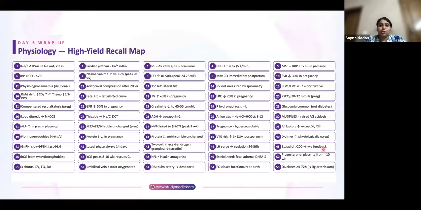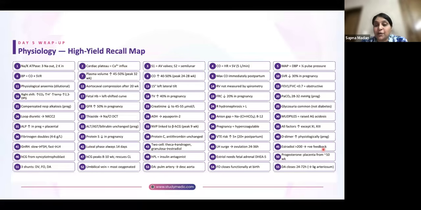Fetal circulation, the three shunts are very important: ductus venosus, foramen ovale, ductus arteriosus. Umbilical vein is the most oxygenated vessel in the fetal circulation. It has around 80% oxygen saturation. Ductus arteriosus shunts the blood from the pulmonary artery to the descending aorta. It develops from the sixth aortic arch.